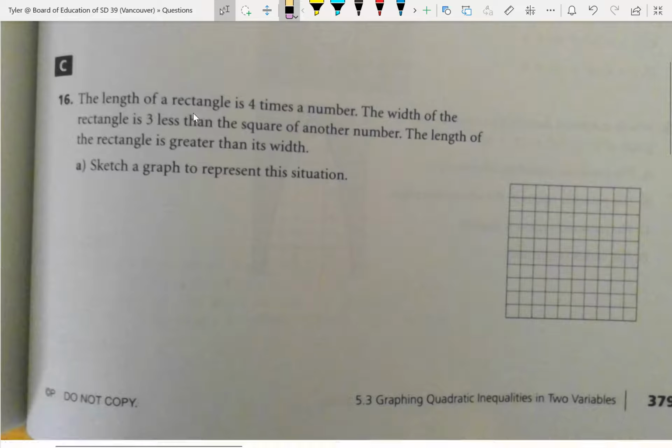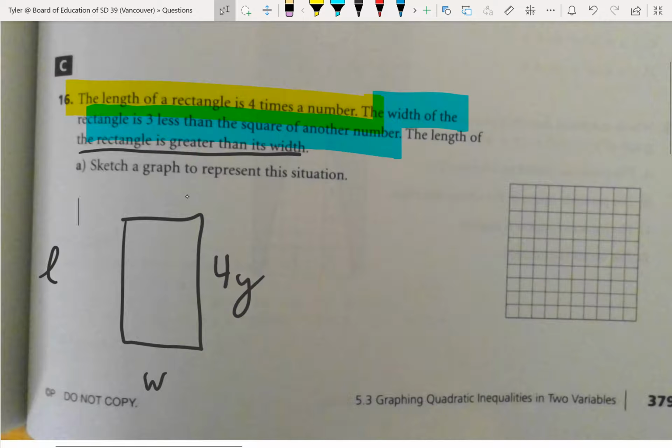Now it says the length is 4 times a number. So let's call that length y, whatever. Then it says the width of the rectangle is 3 less than the square of another, a different number. So I'm going to write that as 3 less means minus 3, then the square of another number, like x squared. Because it said the length is greater than the width, I'm going to write in the dimensions we just came up with. So length is 4y, and width is x squared minus 3.